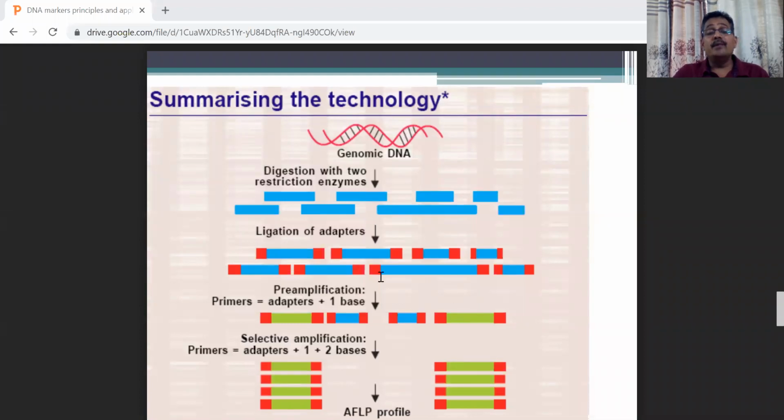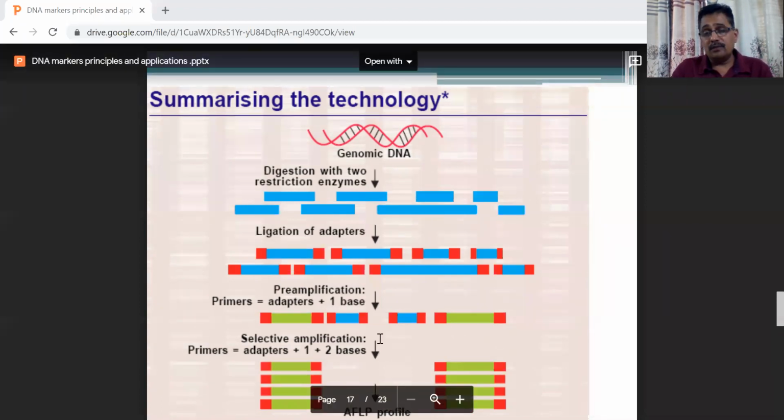But once you pre-amplify the DNA, then for selective amplification you can use a lot of 3 base combinations, different kinds of base pair combinations. You can amplify selective regions. But these 3 steps need a lot of time.